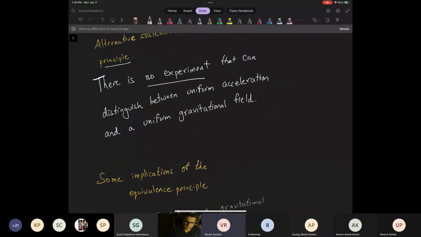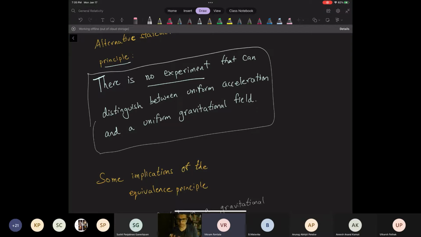Okay, so basically we'll take the version of the strong equivalence principle to be, in a very simple way, that there is no experiment that can distinguish between uniform acceleration and a uniform gravitational field. When we say no experiment, it means all laws of nature basically obey this equivalence principle.